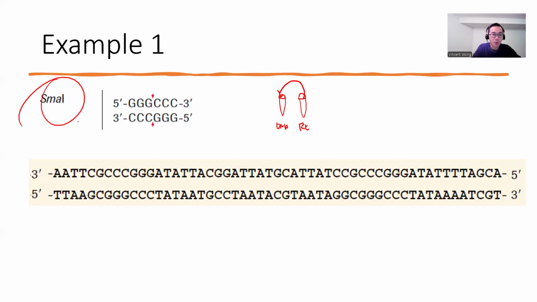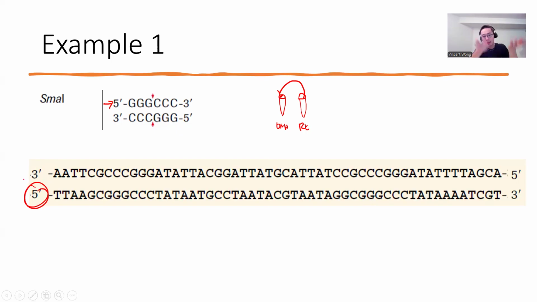Then SmaI will look for GGGCCC and cut it. All right. So starting from the 5' end, we are looking for GGGCCC, which means I'm not going to start looking here. I'm going to start looking here.